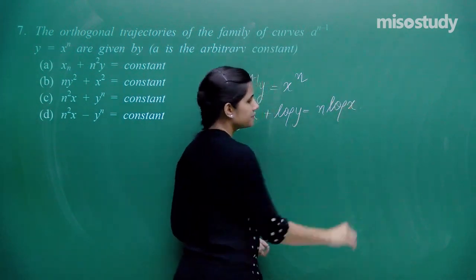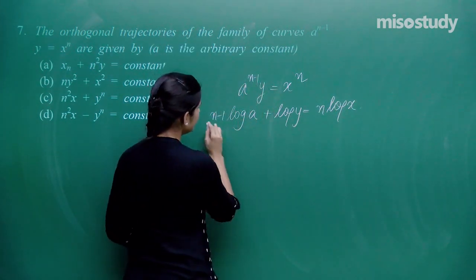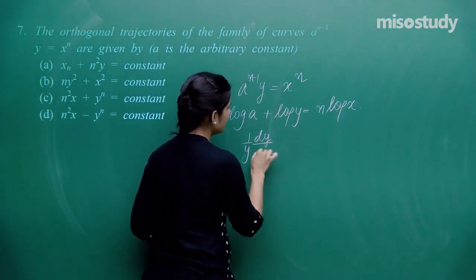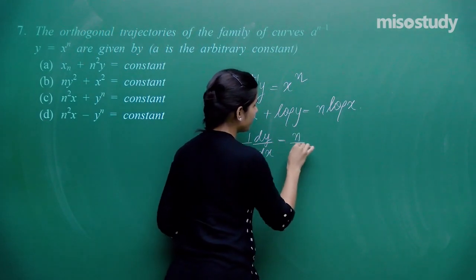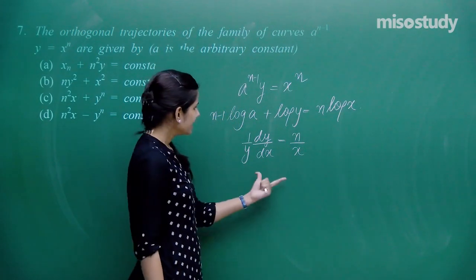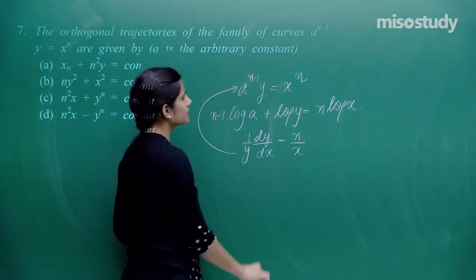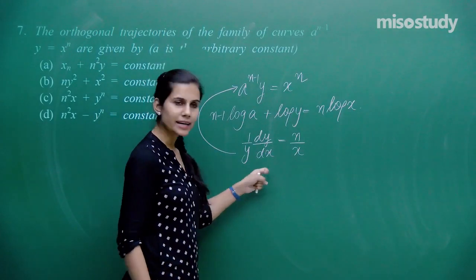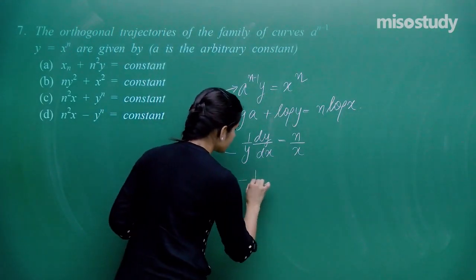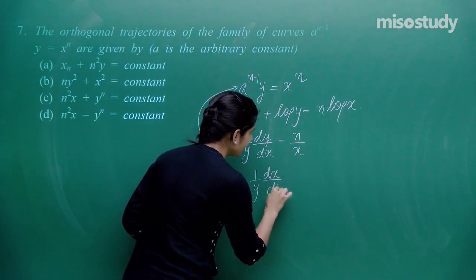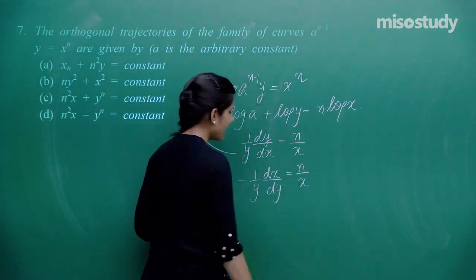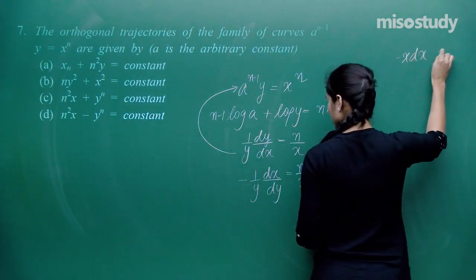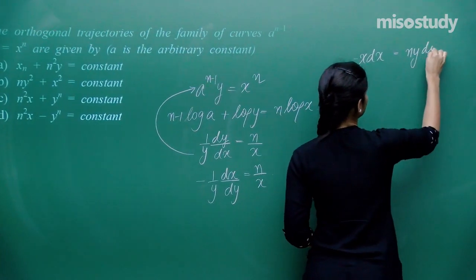equals n log x. Now when you differentiate, this becomes 0 because it's constant. This becomes 1 by y dy by dx equals n by x. This is the differential equation of the family of curves represented by this equation. I want orthogonal trajectory, so I will be replacing dy by dx by minus dx by dy. So minus dx by dy, and now I will be integrating. So minus x dx is equal to ny dy.